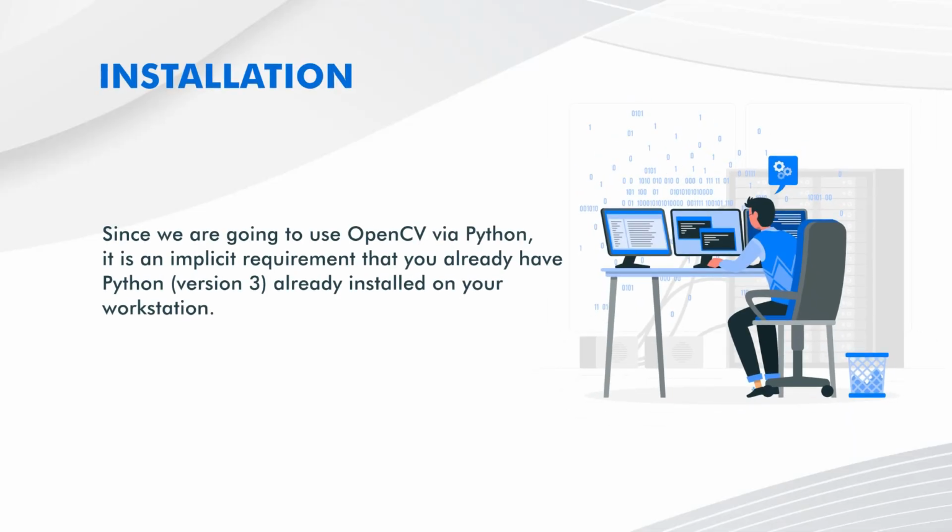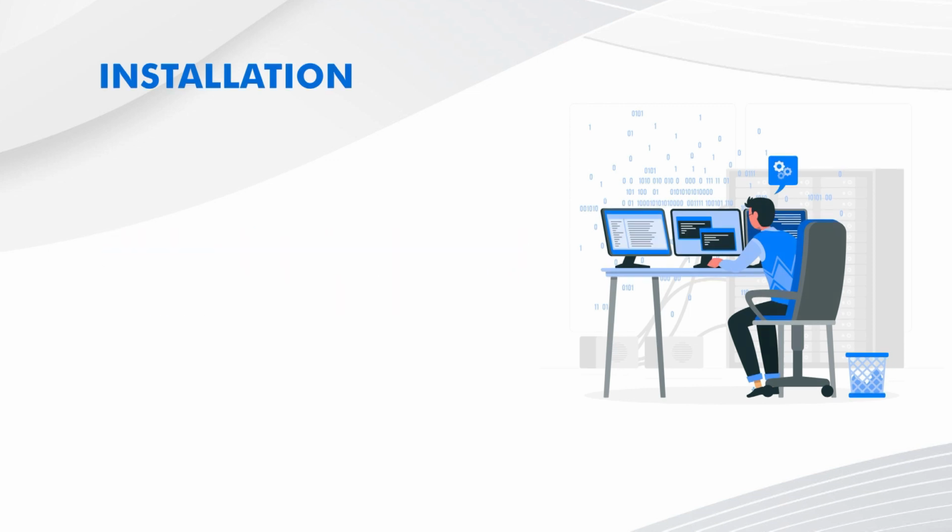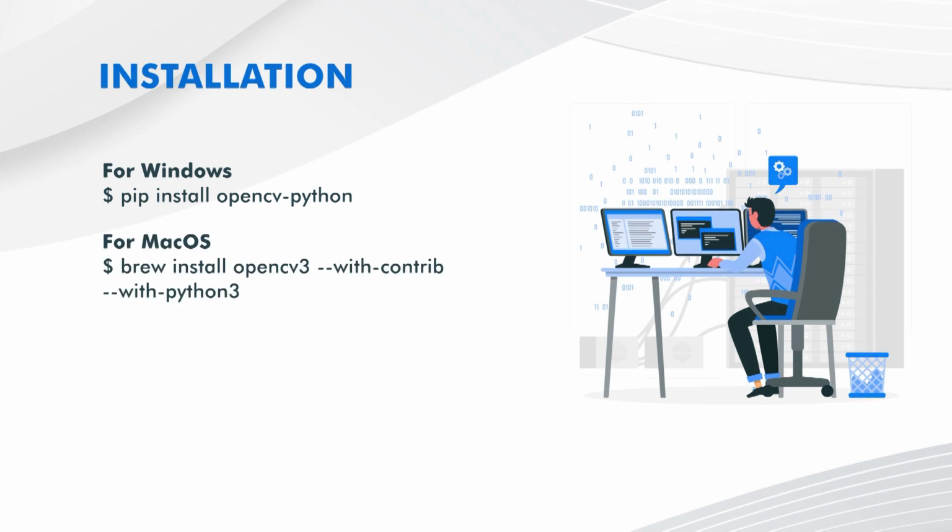Installation. First we will start with the installation process. Note, since we are going to use OpenCV via Python, it is an implicit requirement that you already have Python version 3 installed on your workstation. For Windows, we use pip install opencv-python. For macOS, it is brew install opencv3 with contrib with Python 3, and for Linux, it is sudo apt-get install libopencv-dev python-opencv.